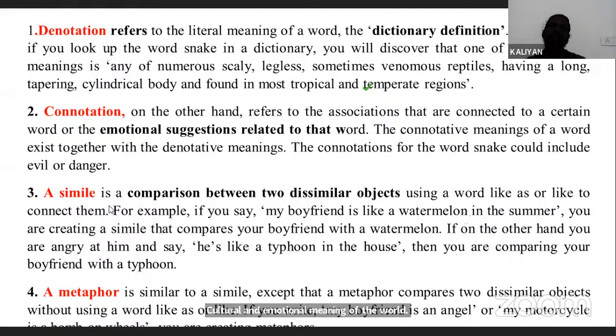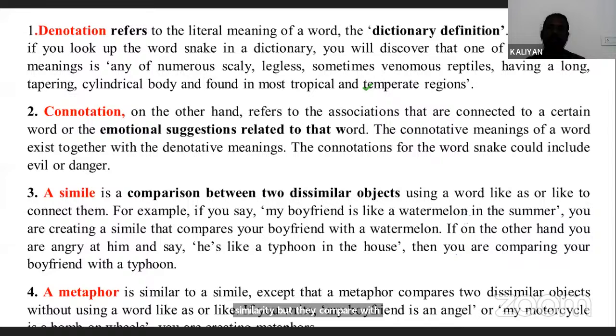And a simile is a comparison of two dissimilar objects. Example, if somebody says my boyfriend is like a watermelon in the summer, that means we are creating a simile comparing the boyfriend and watermelon. We compare two dissimilar objects, meaning there is no similar character, but they are compared anyway. That is a simile.